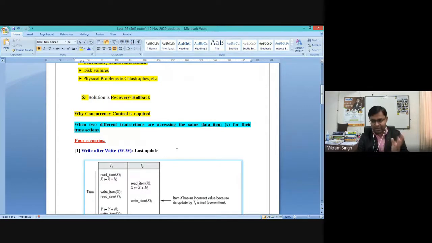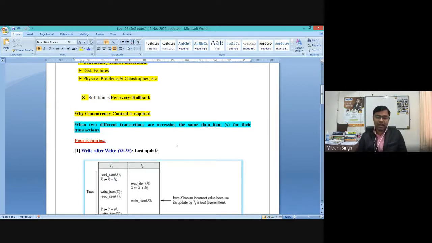It can be managed easily also because it is not trying to update the data item. But whenever there is at least one transaction trying to update the data value, we can say this is a serious concern. We should be taking care of these possible scenarios, right? So these are the four cases of conflict.